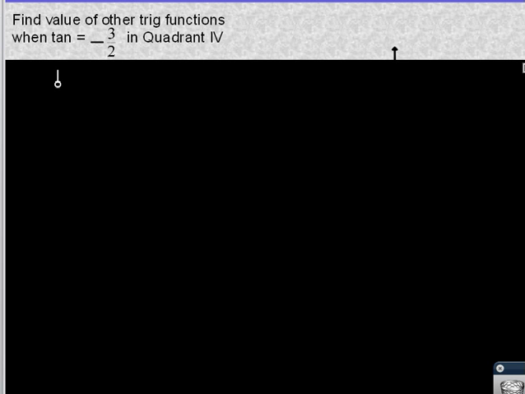All right, so the next type of problem is this. Find the value of the other trig functions given that the tangent of the angle is negative 3 over 2 in quadrant 4. So first of all, we want to figure out what values we have. Tangent is opposite over adjacent. So that means our opposite length is going to be 3, and then our adjacent length, oops, I guess I should make that a little consistent.